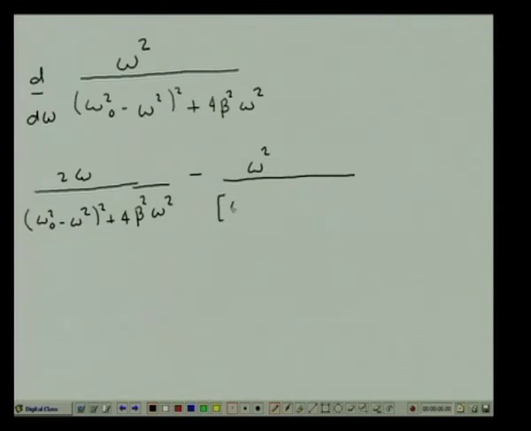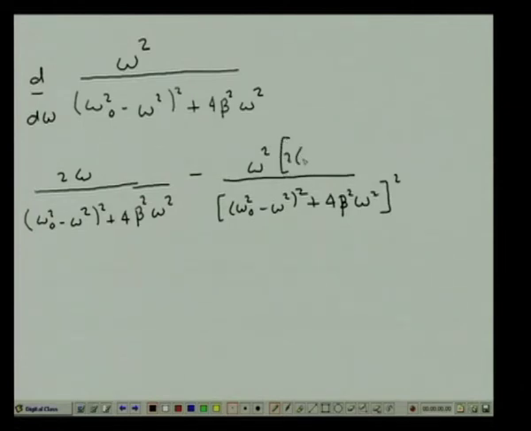So, if I square the denominator, I get omega naught square minus omega square plus 4 beta square omega square, and then I have to differentiate. I have the whole square of this, and I have to differentiate the quantity inside. So, let me write down the derivative of the quantity inside.